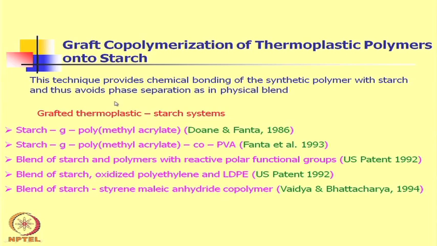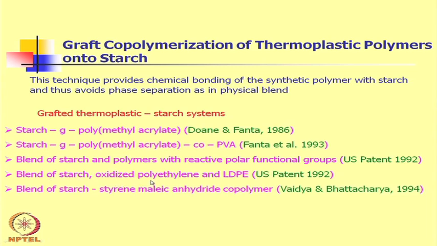Then polymers can also be modified for developing biodegradable polymers through copolymerization, graft copolymerization of thermoplastic polymers onto starch. So, starch can be grafted with, say, thermoplastic polymers. Some works have been done and some patents have also been taken. Here are a few examples. Starch was grafted with polymethyl acrylate, and starch was blended with polymers having reactive polar functional groups.